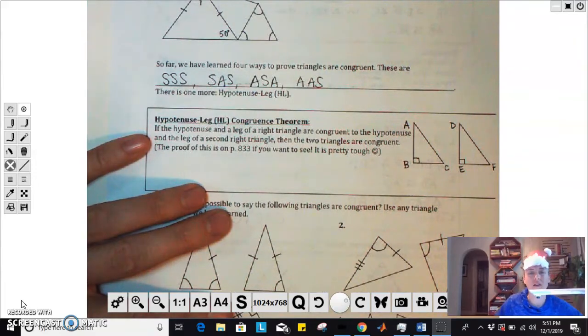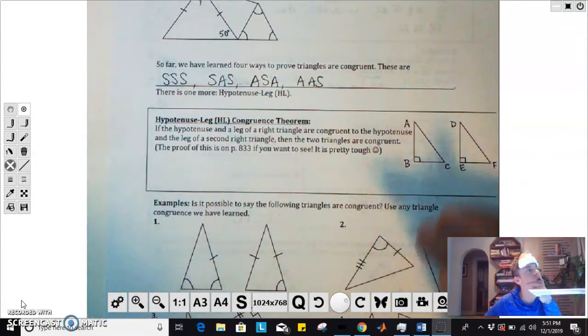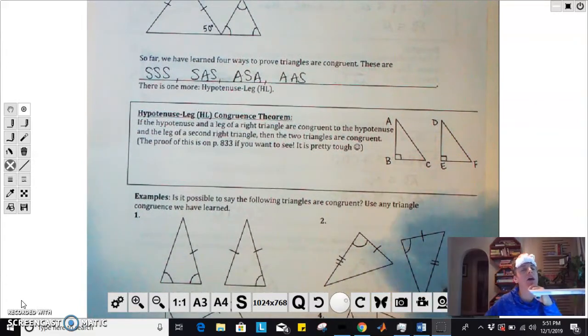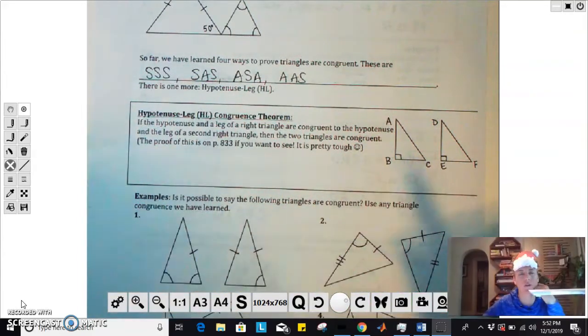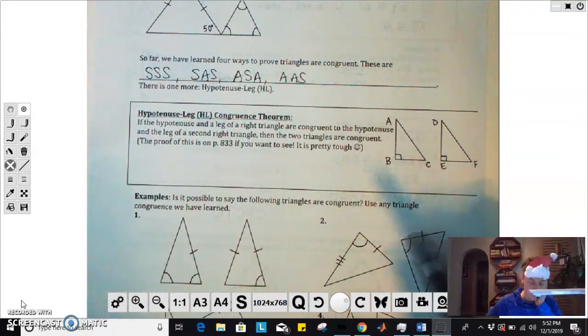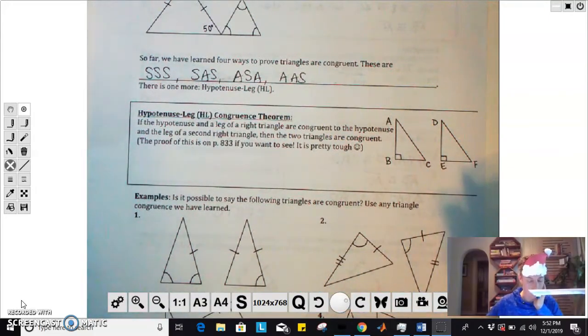There's one more that you might have noticed on your study guide, the last test. No, you probably didn't. We didn't talk about it yet. But I think it was mentioned in there somewhere. Hypotenuse leg is another way to show that triangles are congruent. And we can only use it if we have a hypotenuse and a leg, which means we're working with what kind of triangle? It's a right triangle, man. It's the only one you have a hypotenuse with. This says, if a hypotenuse and a leg of a right triangle are congruent to the hypotenuse and the leg of a second triangle, then the two triangles are congruent.